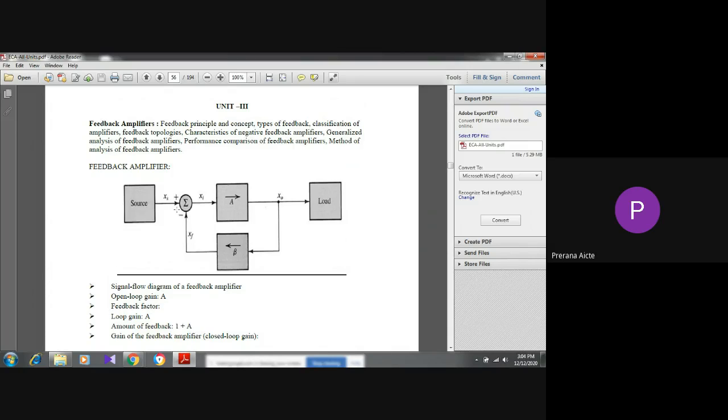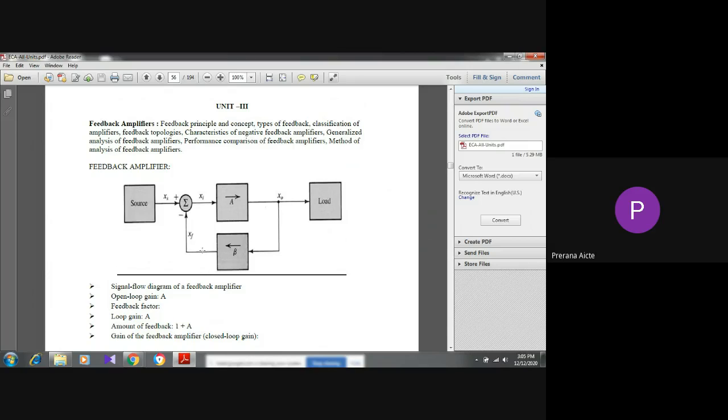That is the function of this mixer. And this is beta. Beta means feedback factor or feedback ratio. The output is sampled from the load to the mixer by using this feedback network. This feedback network is very, very important.